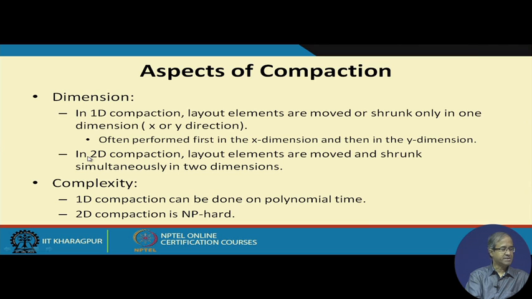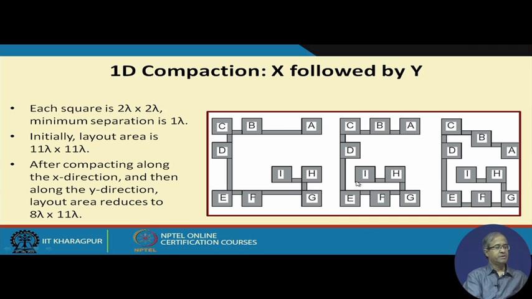But the advantage is that one dimensional compaction is easy, it can be done in polynomial time, but for two dimensional compaction you have to look at all the possibilities and find out the best move. So, the best 2D compaction is known to be computationally difficult, it is called NP hard. So, you really cannot go for a general 2D compaction algorithm, which is the best possible. So, let us look at some examples here.